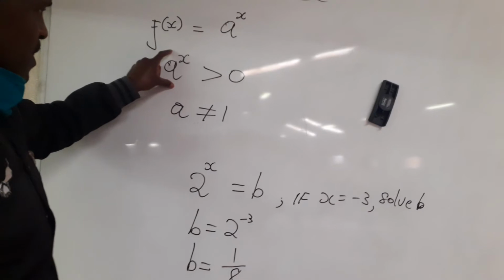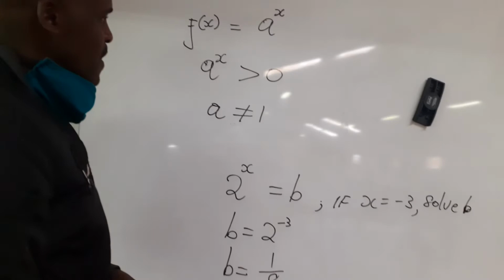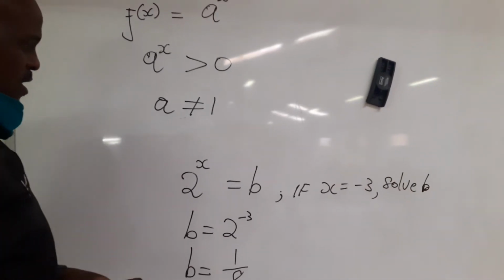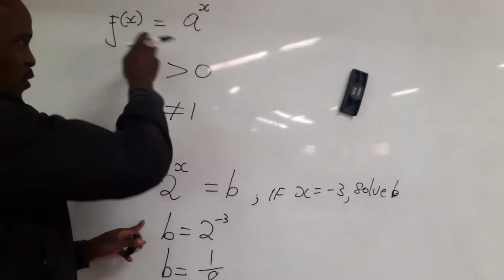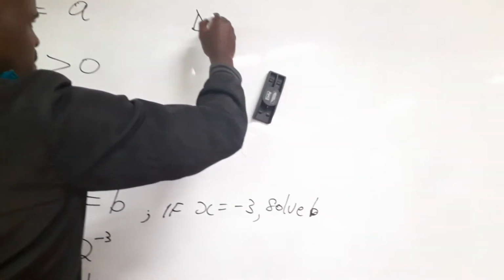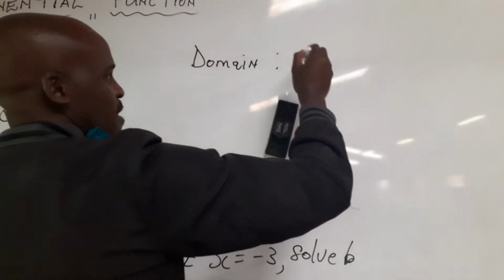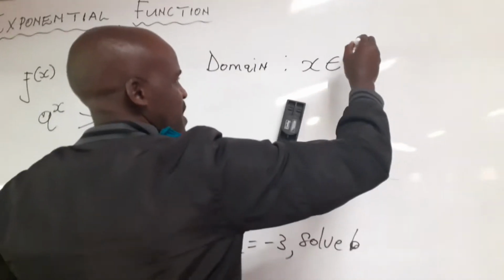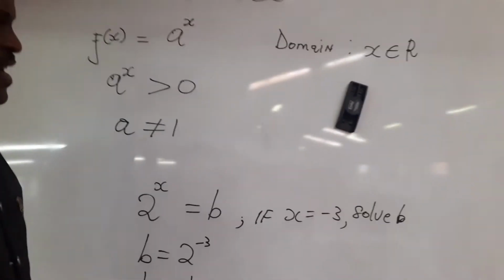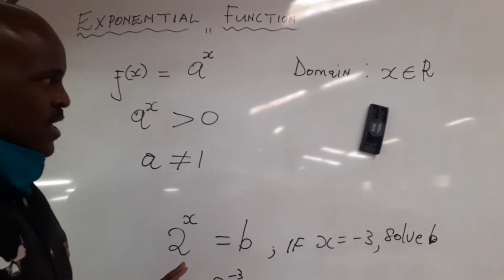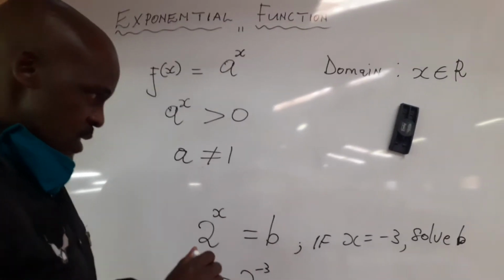In other words, we are talking about the value of x. Remember that when you talk of the value of x in terms of restriction, it's a domain. Therefore, for the domain, x can be any value. That's the domain of an exponential function. X is an element of real numbers. X can be any value. This will always exist.